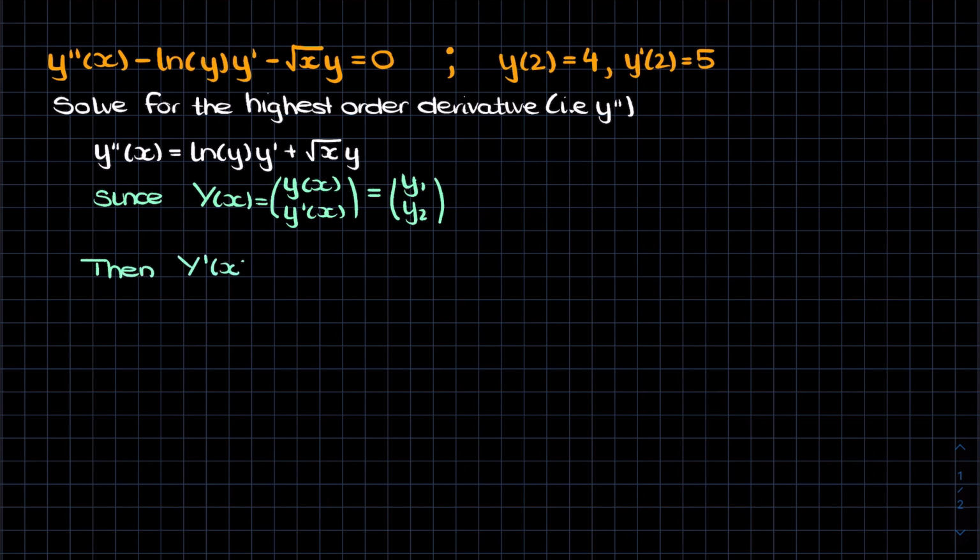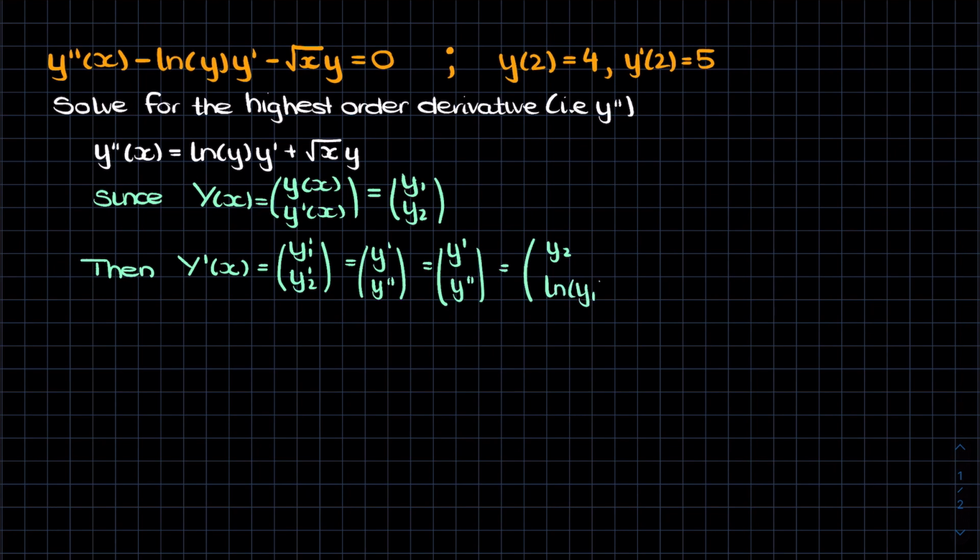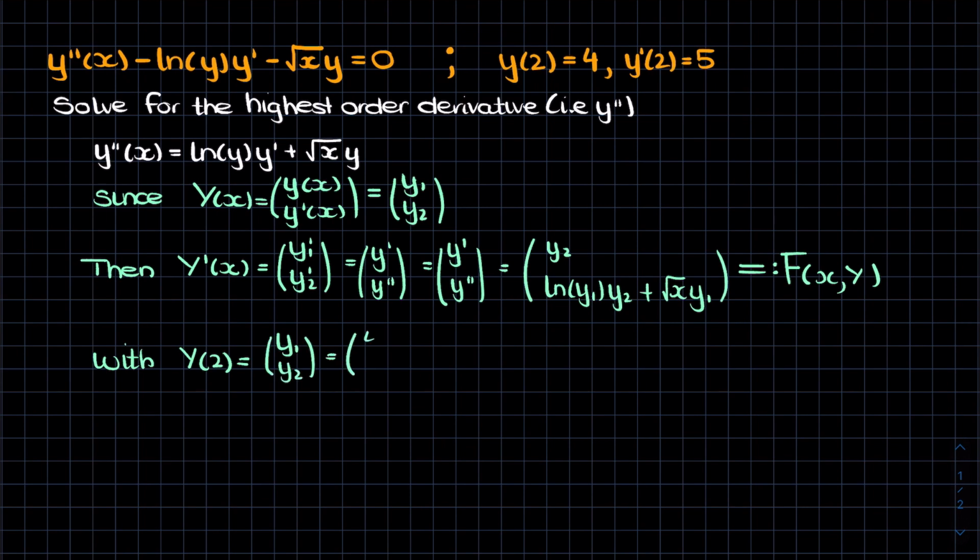Now for this second part, our very last row is once again going to be equal to our highest order derivative, which is why we solve for it in the first place, but we make sure to write it in terms of y1 and y2. So we get the natural logarithm of y1 multiplied by y2 plus the square root of x multiplied by y1. And this is all equal to a multivariate vector valued function that we're going to call f. And once again, we have our initial conditions, so we can plug in x equals 2 and get y1 equals 4 and y2 equals 5.